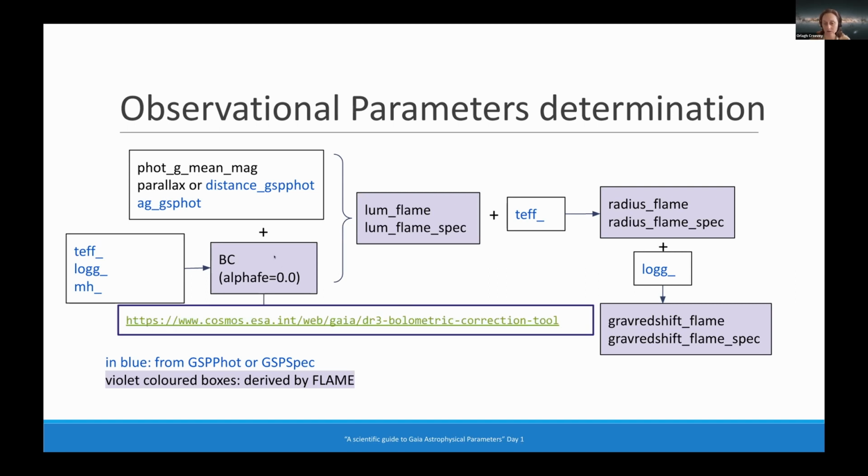I just want to comment that the bolometric corrections that were used have been published as a small Python code, and you can find it. It is clickable on the Cosmos webpage under software tools, the DR3 software tools. So if you want to use these tables that we used, you can do this. And of course, you can also include alpha over iron, which we set to 0, but in the tool it's available.